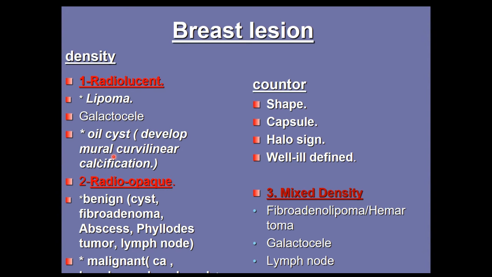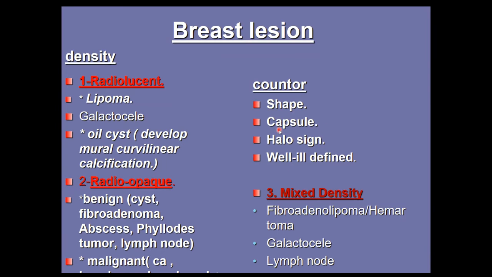Oil cysts can be recognized by the mural curvilinear calcification around the mass. Inside, it will be radiolucent. Radiopaque masses may be benign or malignant. Benign ones may be cyst, fibroadenoma, abscess, phyllodes, or lymph node. Fibroadenomas are the most common benign tumors of the breast, especially at a young age. Phyllodes tumor is somewhat like a giant fibroadenoma with mixed appearance. It doesn't have a typical appearance. Malignant ones include lymph nodes, carcinoma, and lymphoma.